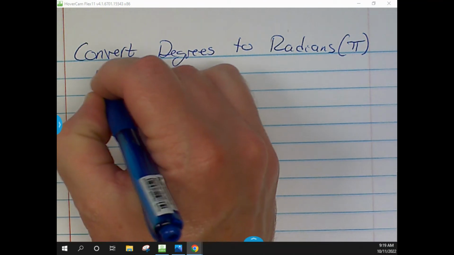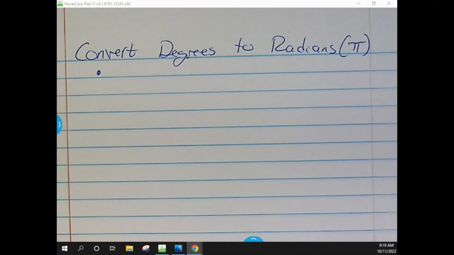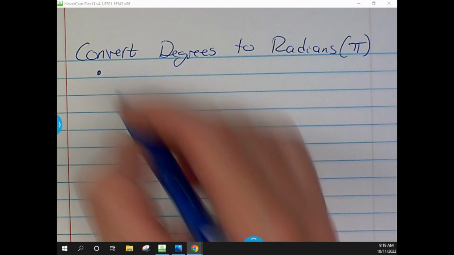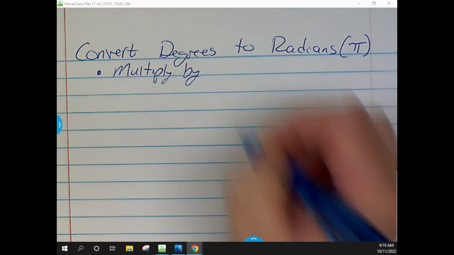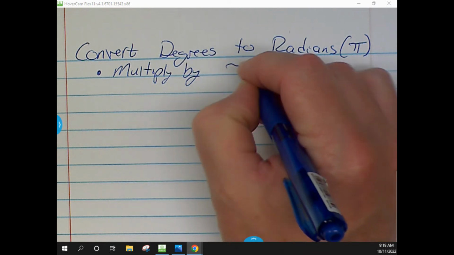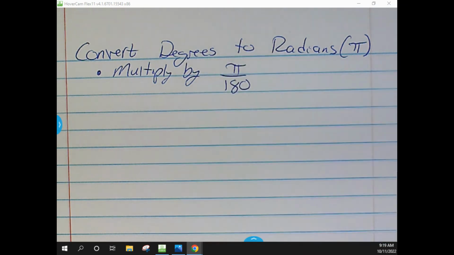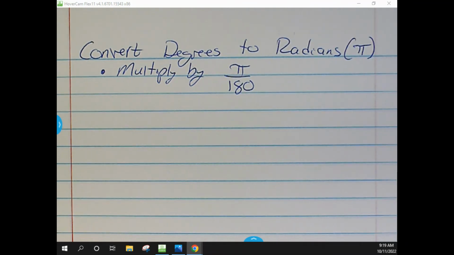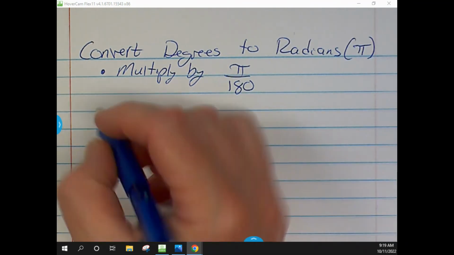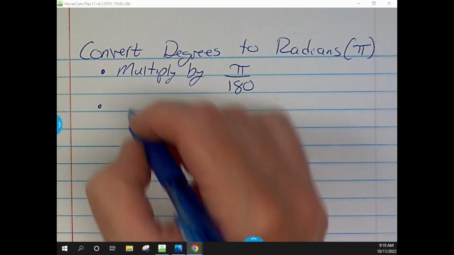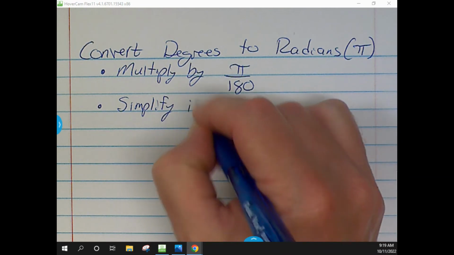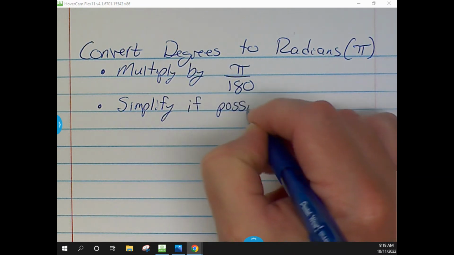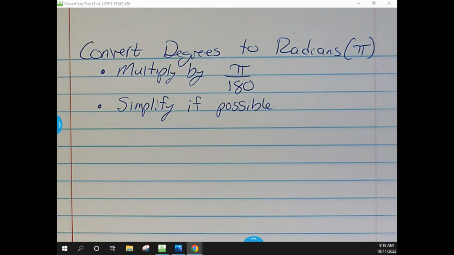All right. Two simple, easy things to do here. If you're given something in degrees and you've got to convert it to radians, all you're going to do is multiply by pi over 180. And then the next thing you're going to do is simplify if it's possible. Sometimes you're able to simplify, sometimes not.